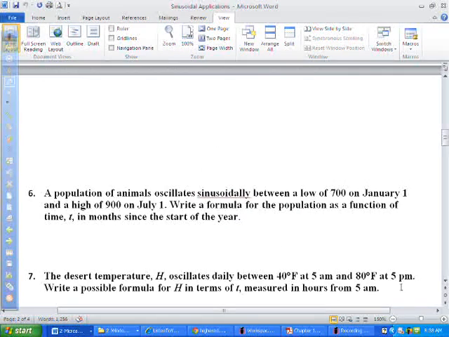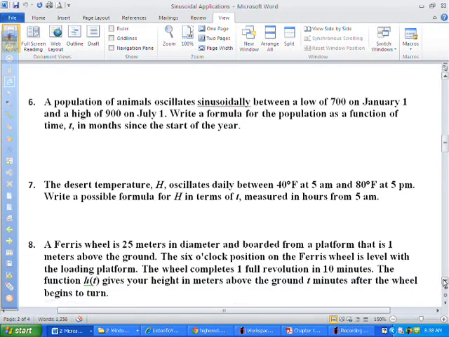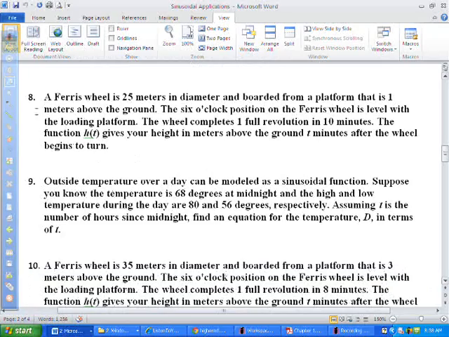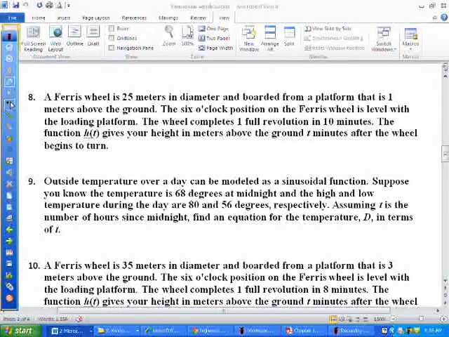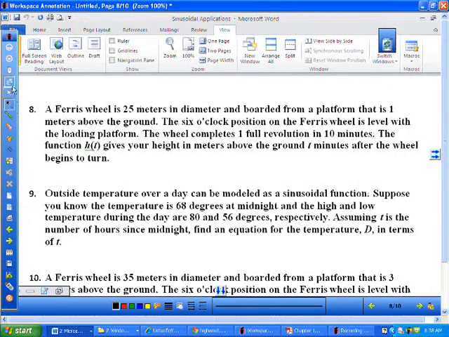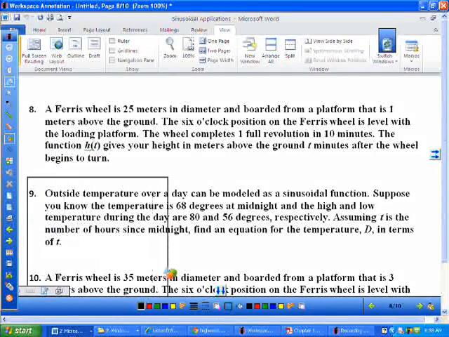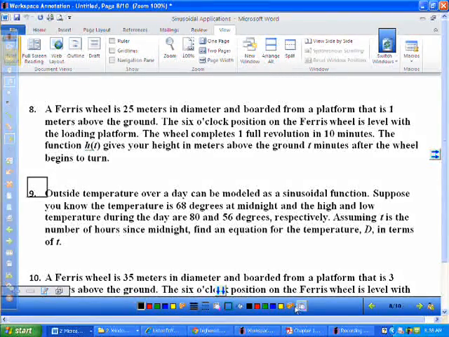Okay. So we look at this Ferris wheel right here. I'm going to look at that. I'm going to see that. Hold on.